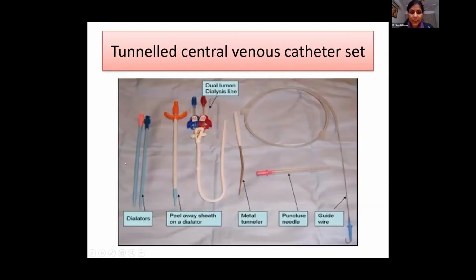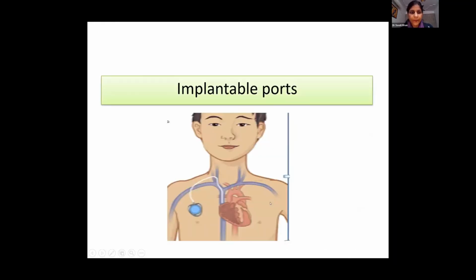This is a tunneled catheter set. We can see there are dilators. There is a peel away sheath on a dilator. We can see the dual lumen, the dialysis line. Then there is a metal tunneler, a puncture needle, and a guide wire through which we access the vein.